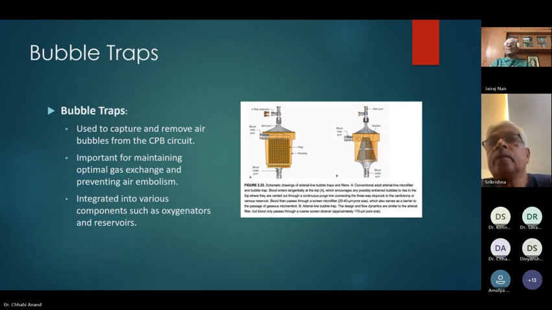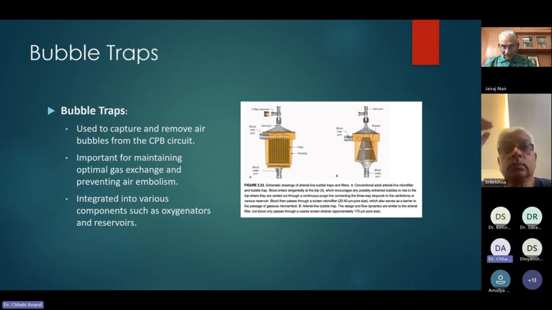Bubble trap. A bubble trap is used to capture and remove air bubbles from the CPB circuit. Importance for maintaining optimal gas exchange and preventing air embolism. Integrated into various components such as the oxygenator and reservoirs. So in image A, it is a conventional adult arterial line microfilter, and B is an arterial line bubble trap.